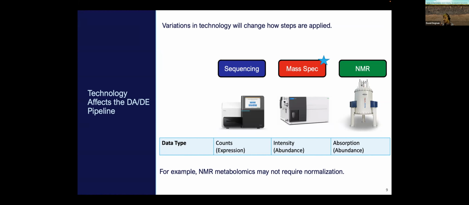And then NMR is also commonly used in metabolomics, and that also returns abundance values, but those are based on magnetic absorption. So for example, here, NMR data doesn't often require normalization because that absorption value you get is more indicative of an actual concentration, more so than mass spec. So this is just an example to say that there isn't exactly one pipeline every time. There's tools that we've developed here to help you make informed decisions on your pipeline, but it's not like you can just make one and run any type of omic on it.